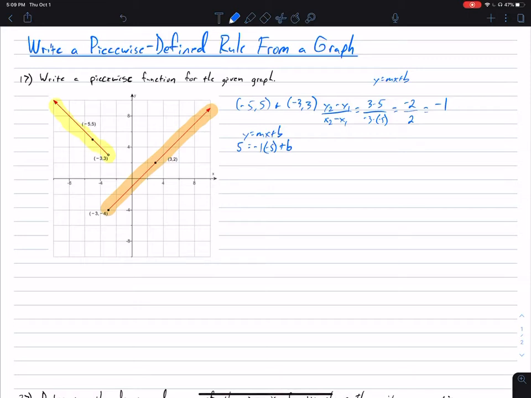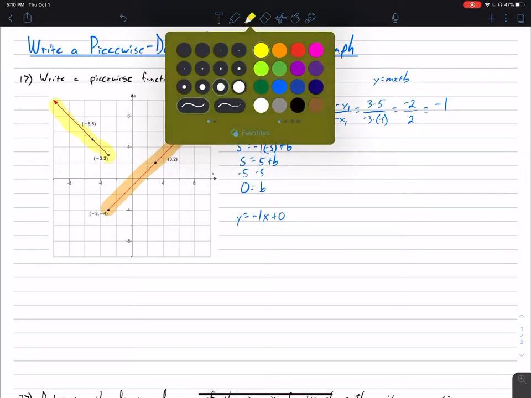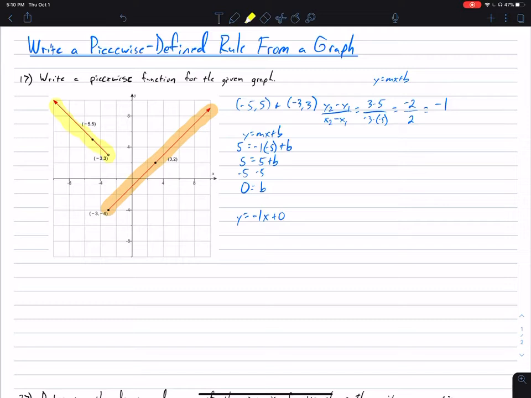So I can now solve this. I get 5 equals 5 plus b. I subtract 5 from each side, and b is equal to 0. So for this graph, that line is y equals negative 1x, and then I could say plus 0. I don't really need that, but I'll write it in for now just so we see what's going on. All of this calculation is for that, looking at y equals mx plus b.